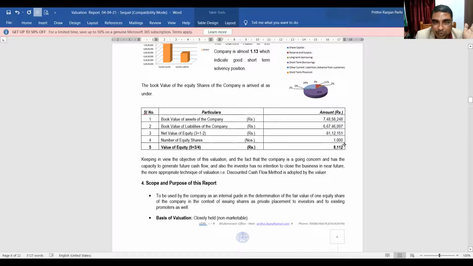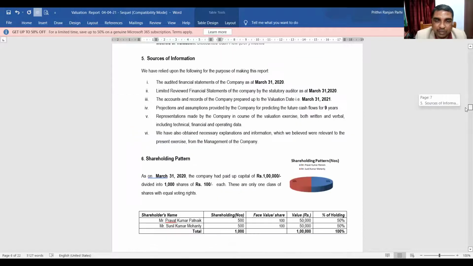The number of equity shares is 1,000. So how much does the book value of equity come to? Sorry, 8,112. It's very simple by referring to the balance sheet. In the balance sheet, you take the total value of assets minus liabilities, and you get the net book value. Understood how book value is calculated? Yes, sir. Net worth divided by the number of shares. You'll be able to do it.